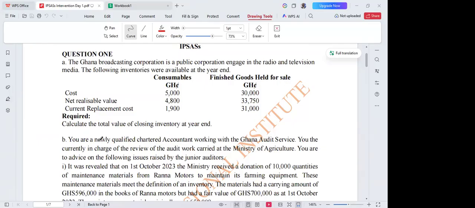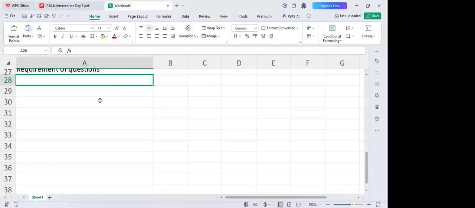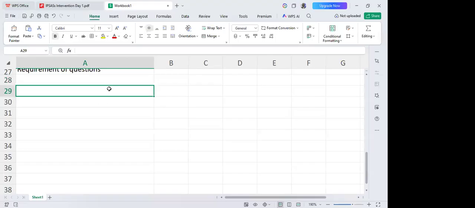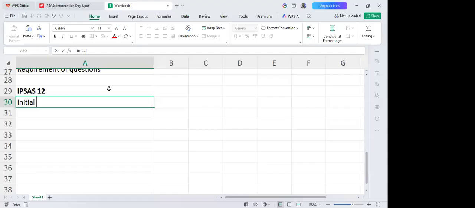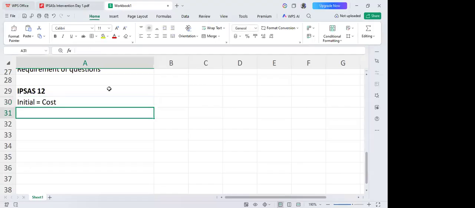Okay, let's do it one by one. So A is fine. Let's see, which IPSAS does A belong to? IPSAS 12, that is inventory, right? So let's look at the rules for inventory. What are the measurement rules for inventory? We said initial, we measured at cost, right? What about subsequent?